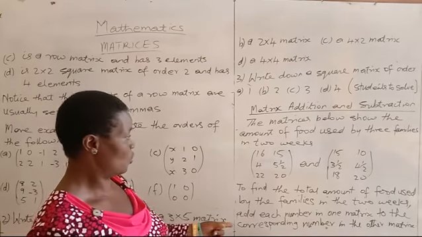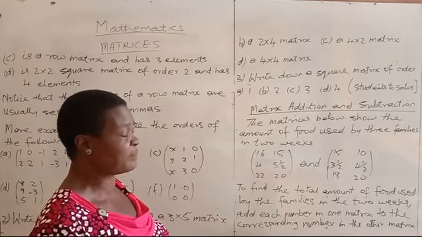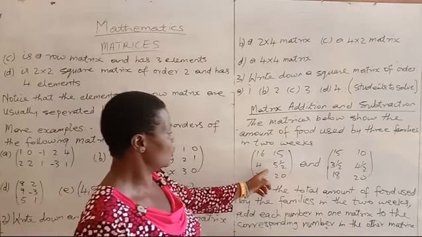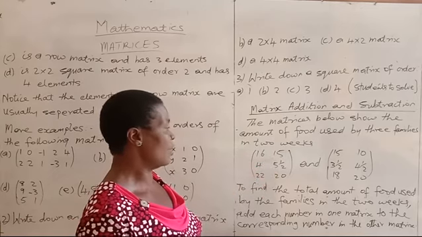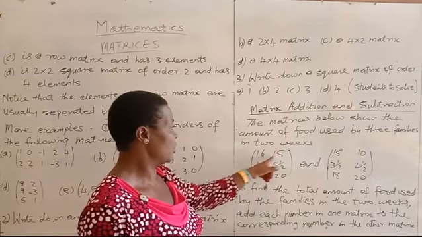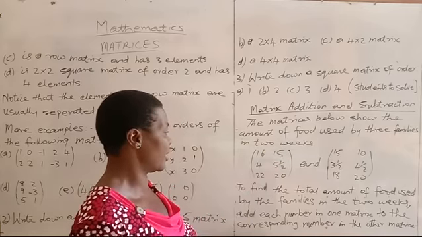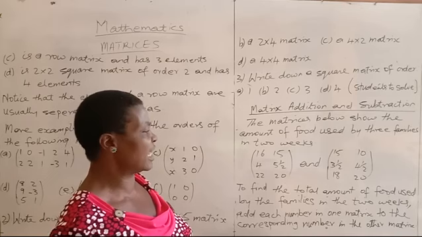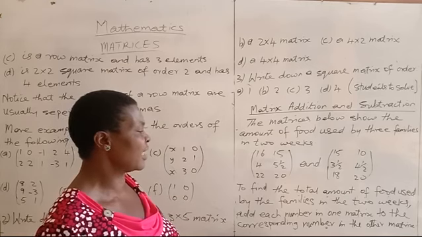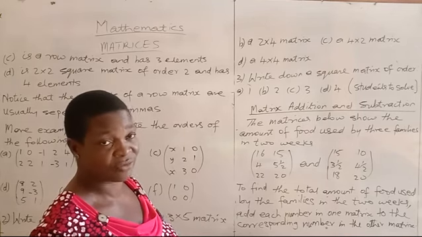The matrices below, 1 and 2, show the amount of food used by 3 families in 2 weeks. As we mentioned food, the numbers there can represent any food item. This is family 1, family 2, family 3. This is the second week's consumption. To find the total amount of food used by the families in the 2 weeks, add each number in one matrix to the corresponding number in the other matrix.